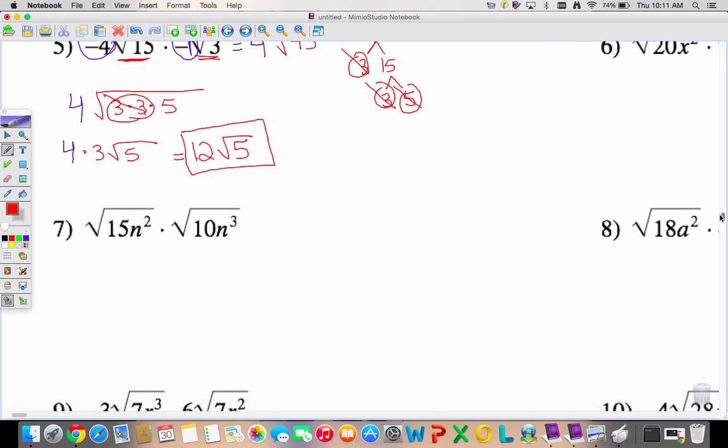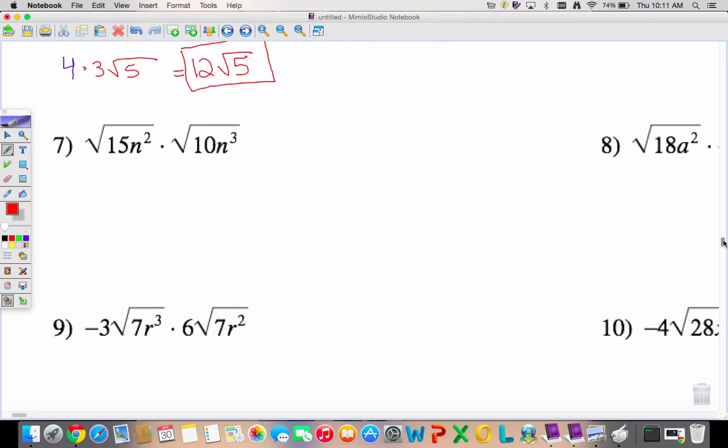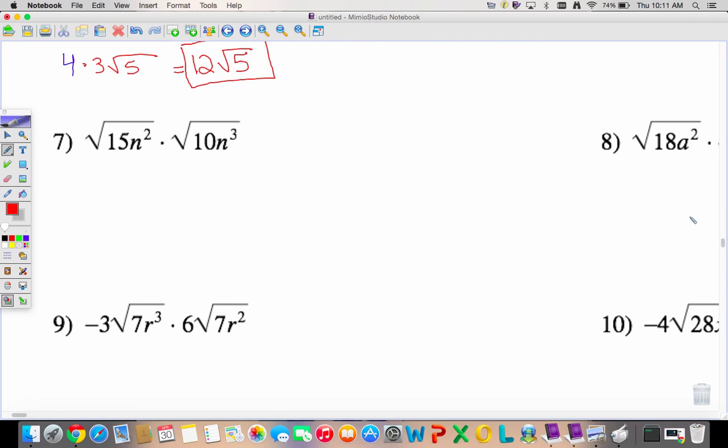Okay, and the last one that I'm going to do, because this is very similar to the other video that I did of simplifying, is going to be number 7. So for this one, multiply what you have on the outside. You just have a 1 times a 1, which gives you 1. And now we're going to multiply on the inside. 15 times 10 is 150.